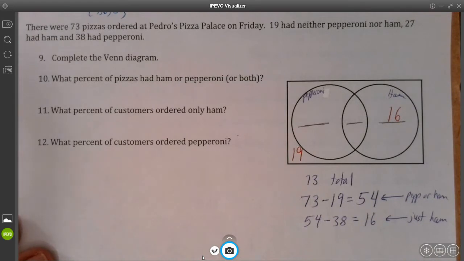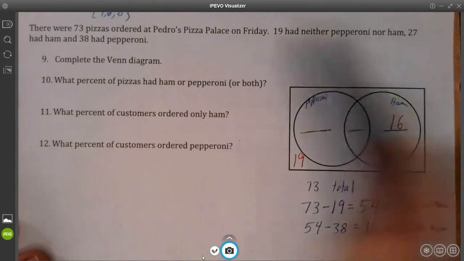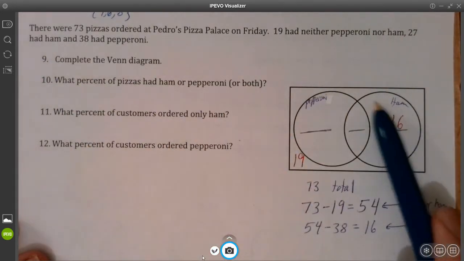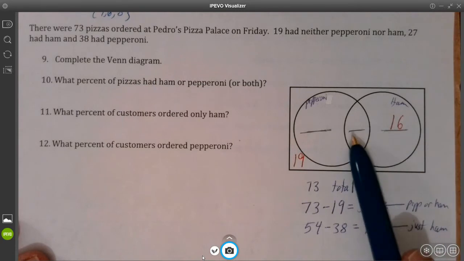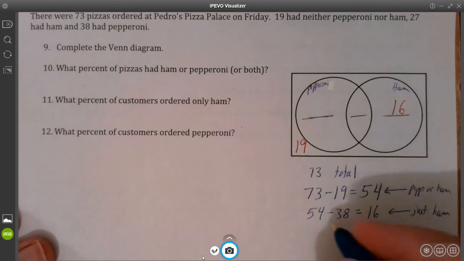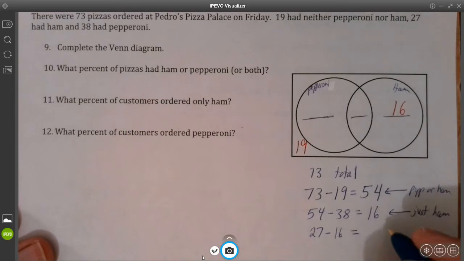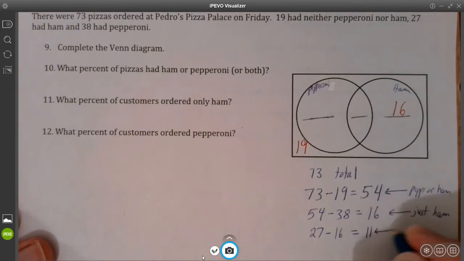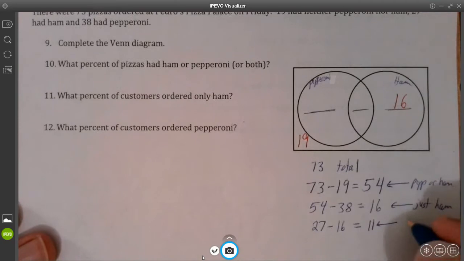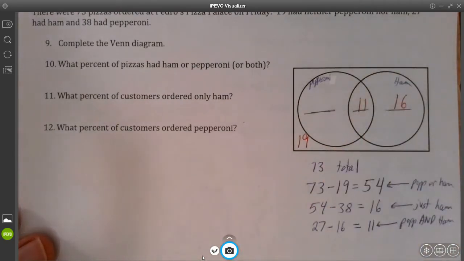Okay, well, we know that 27 people had ham. No, okay, now that's not a discrepancy. There's not a mistake here. 27 people had ham. 16 people had just ham, no pepperoni. All right, these people had pepperoni and ham. So here we go. If we do 27 minus 16, we're going to get 11. And that's going to give me this middle part right here. This is going to be pepperoni and ham. So there's 11 right here. We're almost done.